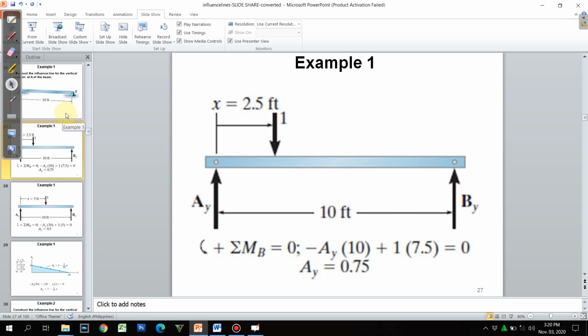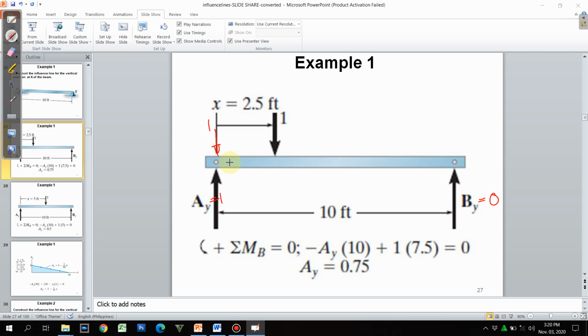So we place unit loads from left to right. So X here is changing. If you notice, if we are going to place a concentrated load equivalent to 1 at point A here, your AY will automatically be equal to 1 and your BY would be equal to 0. And our concern here is the reaction at A, or AY here in the figure.